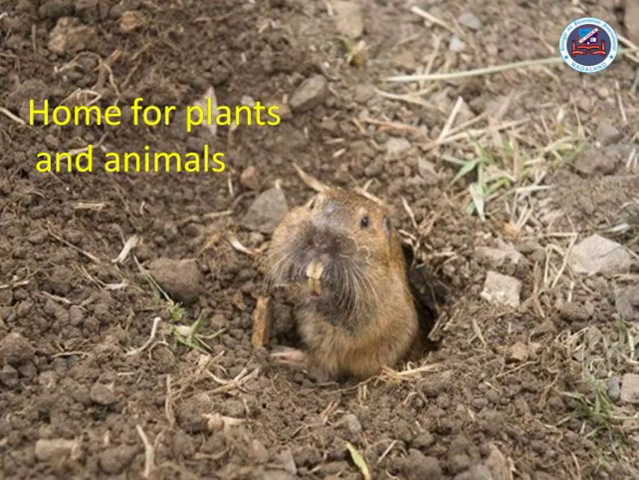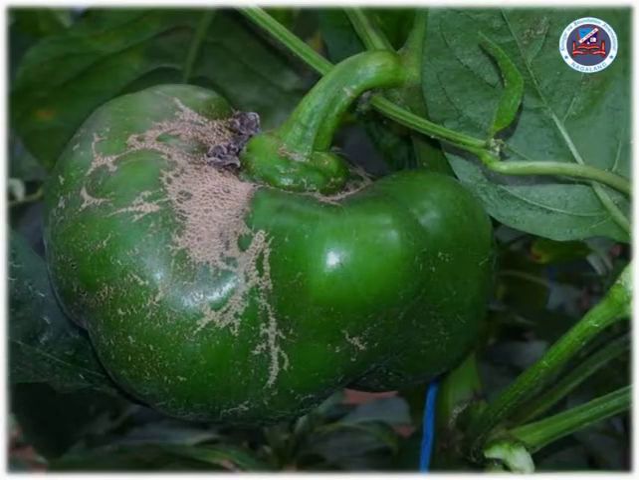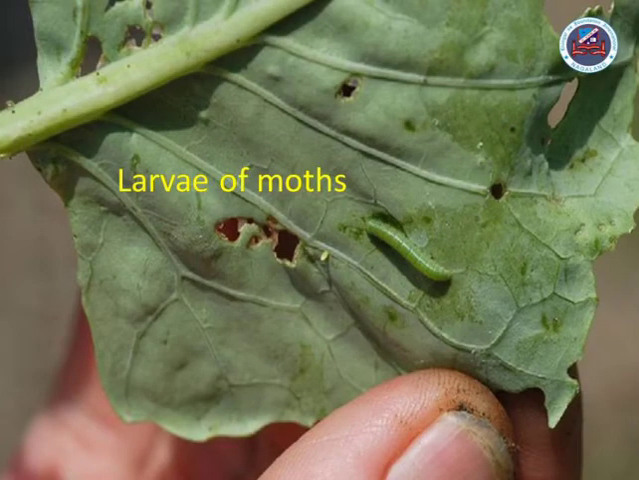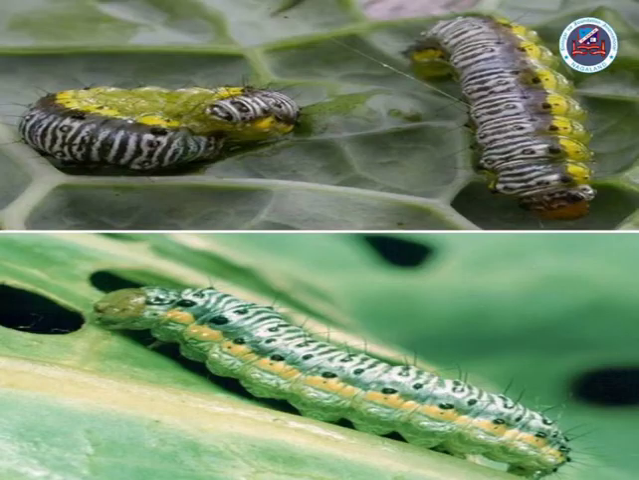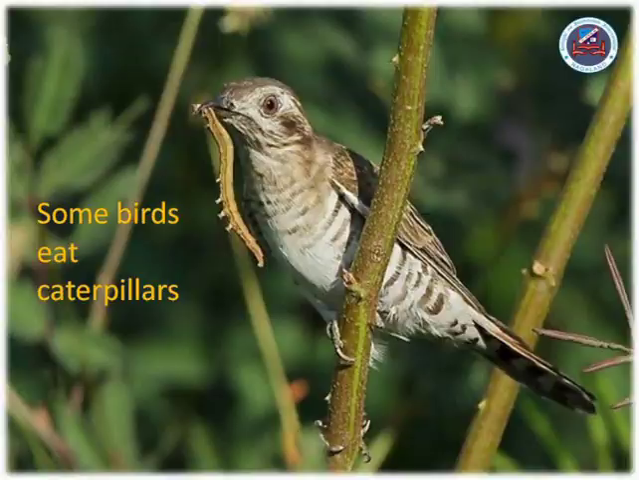For example, mites eat capsicum, larvae of moths feed on the underside of broccoli leaves, stalk borers make holes in the maize stalk, and caterpillars eat spinach leaves. There are some animals that help to fight this pest. Some birds eat caterpillars and lizards eat stalk borers.